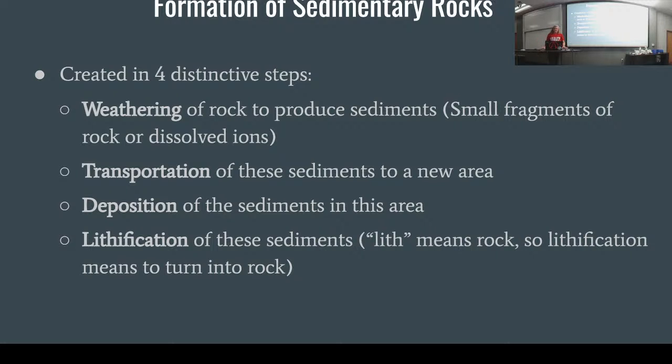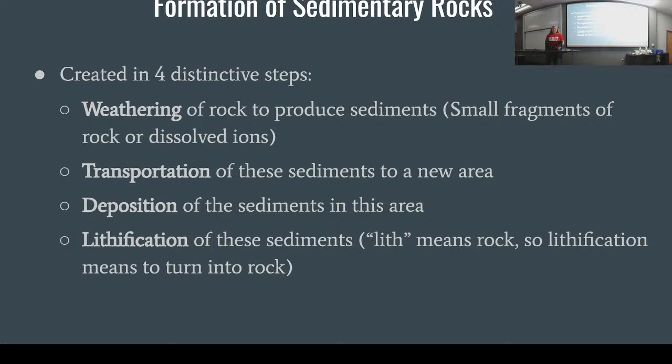All right, so we're going to jump into sedimentary rocks. The formation of sedimentary rocks is created through four distinctive steps, okay, guys? We have weathering of the rocks to produce the sediments, small fragments of rock or dissolved ions. One of the things I want you to note is that sedimentary rocks are the breakdown of the igneous rocks that we've discussed. The igneous rocks are formed by the magmas, and then they're further broken down, and that's where we get our sedimentary rocks.